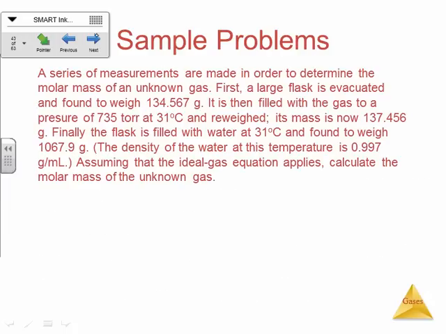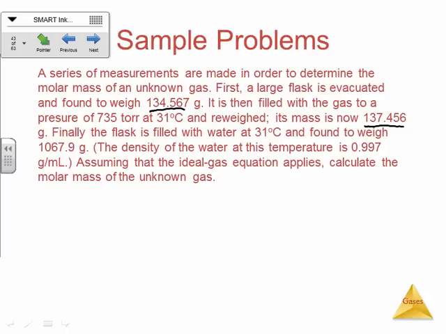Okay. All right, next. A series of measurements are made in order to determine the molar mass of an unknown gas. A large flask is evacuated and found to weigh 134.567, then filled with the gas, and now its mass is 137.456. So that's indirectly giving us the mass of the gas, right? It's saying when it's completely empty, here's the mass. When we have the gas in it, here's the mass. So we subtract those two, and that should give us the mass of the gas.